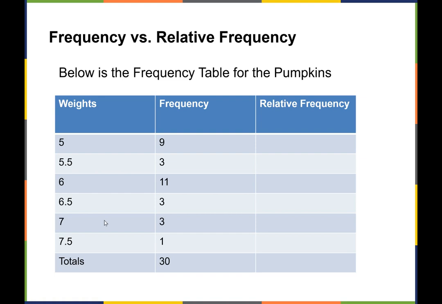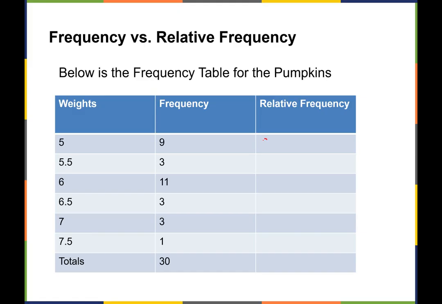We can also use this to help us come up with our relative frequency. So our relative frequency is just going to be the number in our frequency table, so 9, and you're going to divide that by the total number of pumpkins. So 9 divided by 30 is our relative frequency. Let's get a decimal approximation for that. So 9 divided by 30 is exactly 0.3. That's nice.